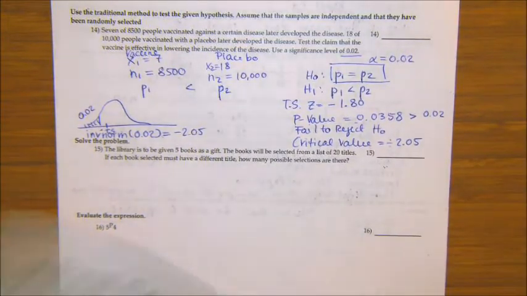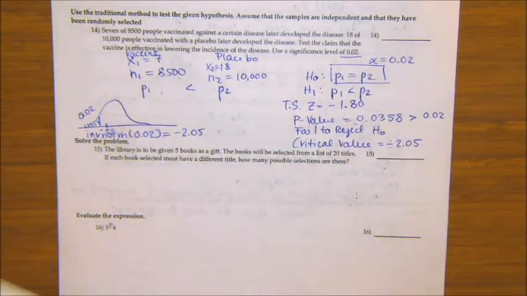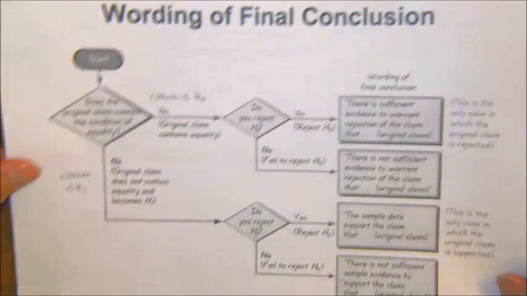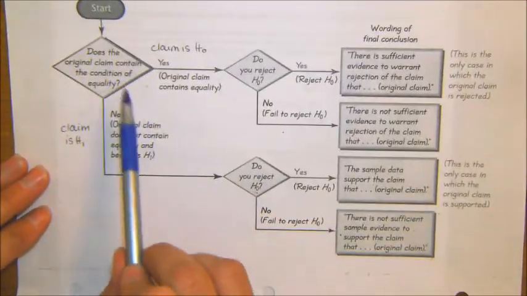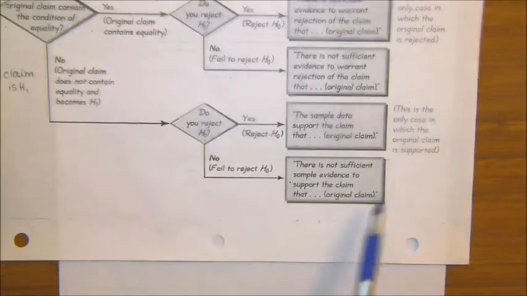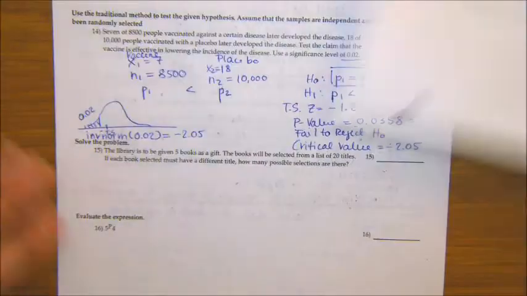So what is our final conclusion? Well, let's go back. Did our claim include equality? No, it did not. Did we reject the null? No, we failed to reject. So it did not include the equality. So we're down here. And we failed to reject the null, so it says there's not sufficient sample evidence to support the claim.